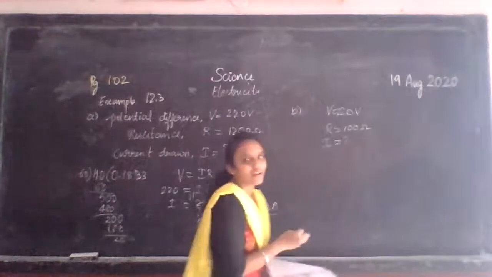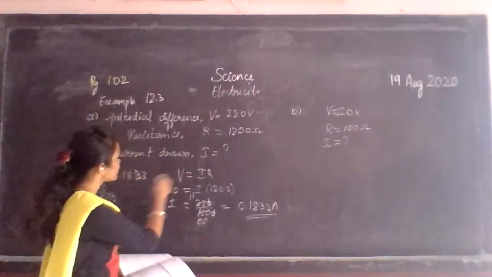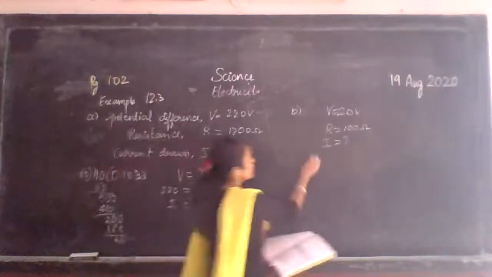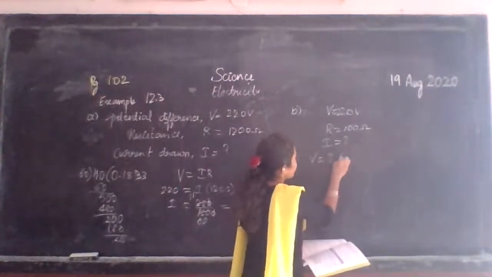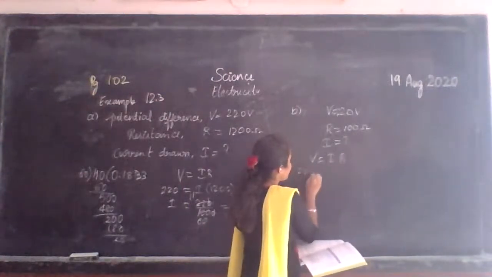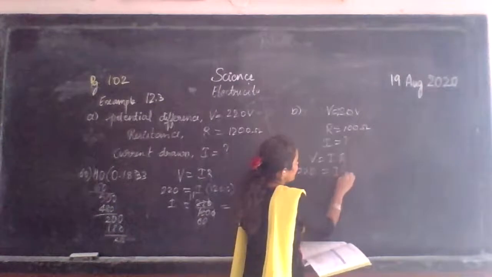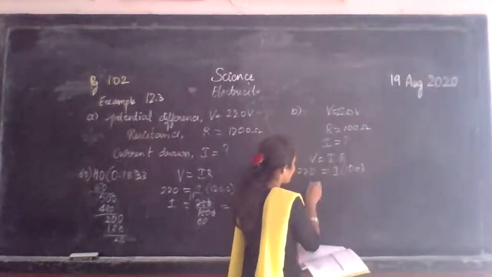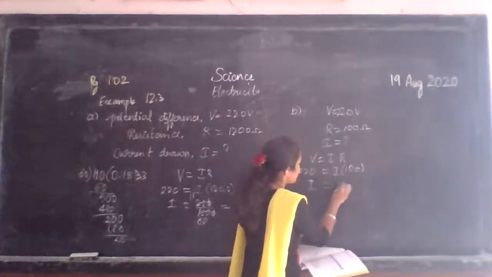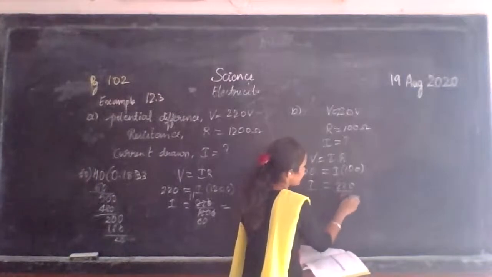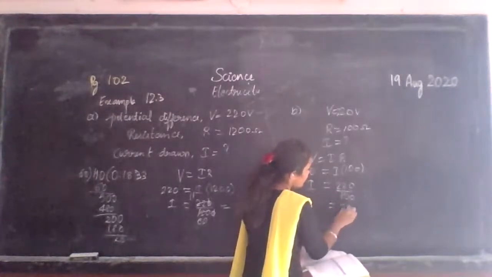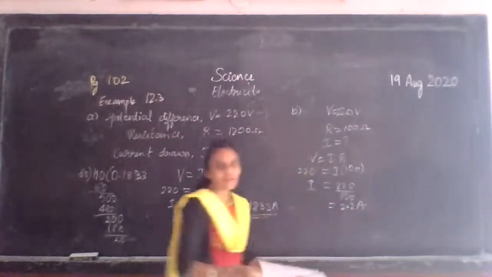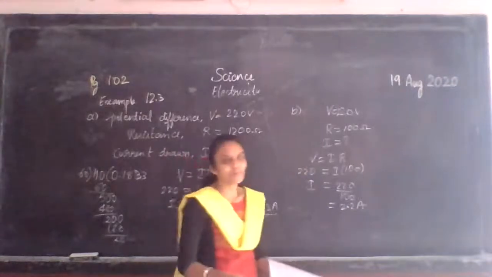Current should be calculated. You can use the same formula. V is equal to I into R. V is 220, I into 100. So I is equal to 220 by 100. That is 2.2 ampere. So this is how you will be calculating this.